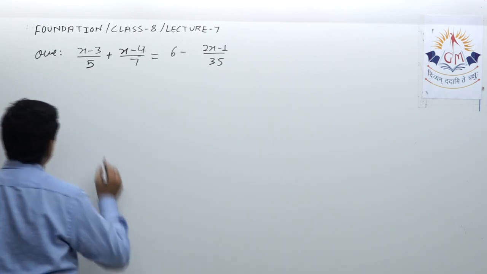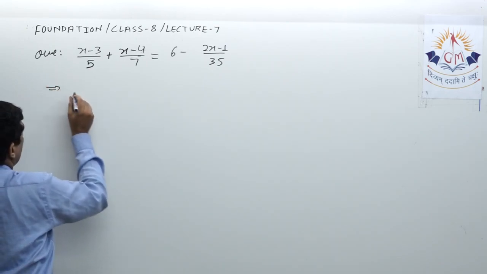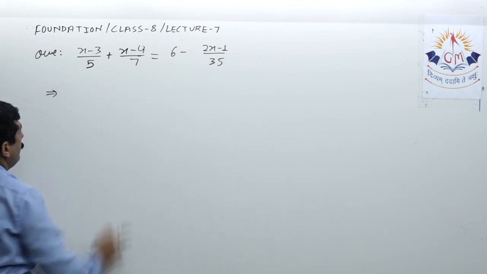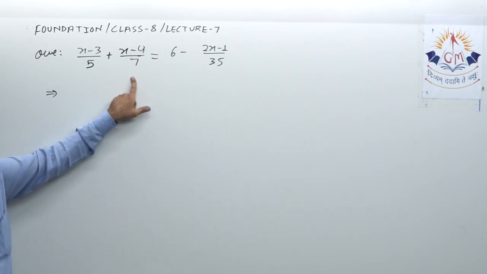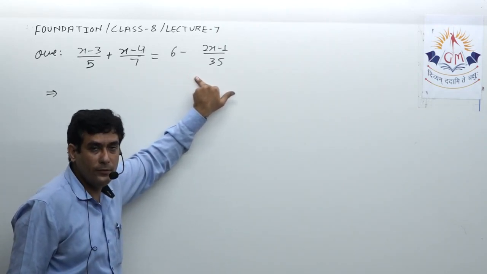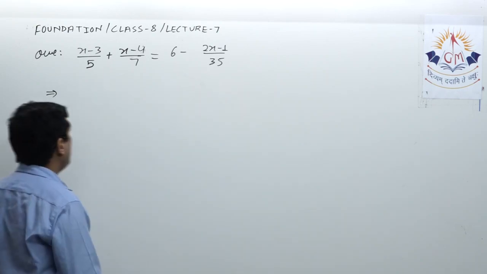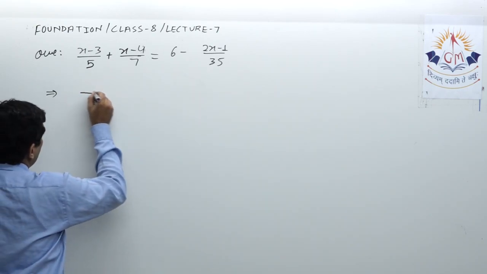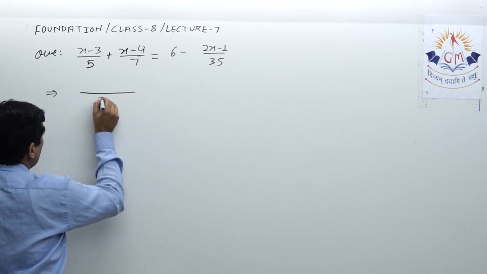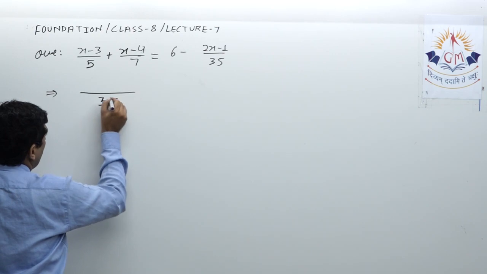Okay, so again we'll start with taking the LCM over here, and this will be a little bit easy because when you take the LCM here, the denominator becomes 35, and when you take the LCM over here, again the denominator becomes 35, and we can cancel those denominators as they will be equal. So here the LCM is 35.